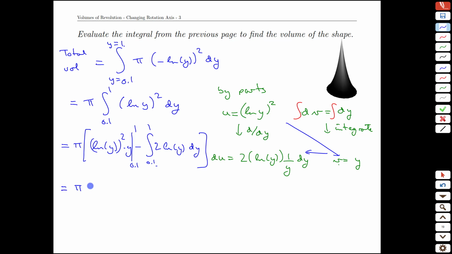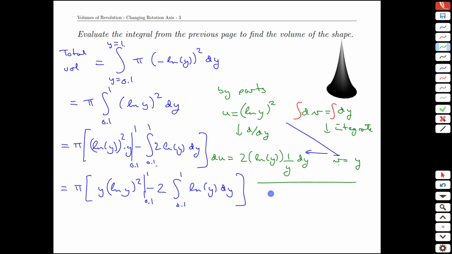We do a quick round of tidying, and we get y ln of y all squared. We can bring the 2 out front. 0.1 to 1 of ln of y dy. And this, again, has those limits of integration that we'll sub in later. All right, we now have a new integral. This one is also a challenging one. It requires by parts integration. We've seen this one before, though, so we'll do the integration by parts here, but we won't go into gory details on it.